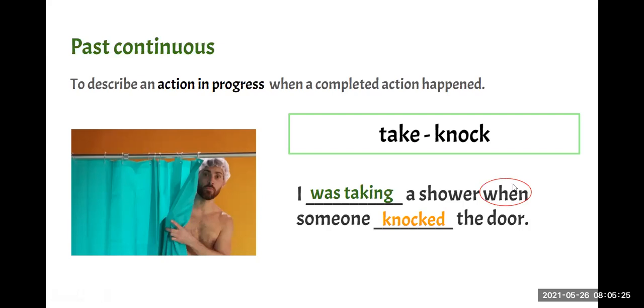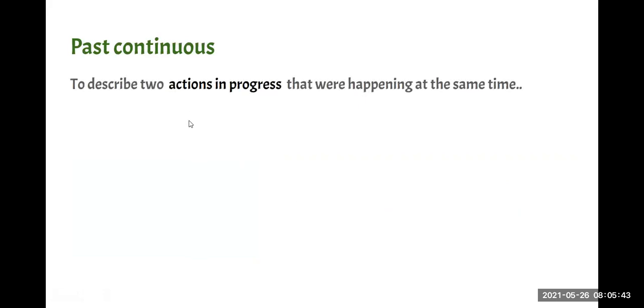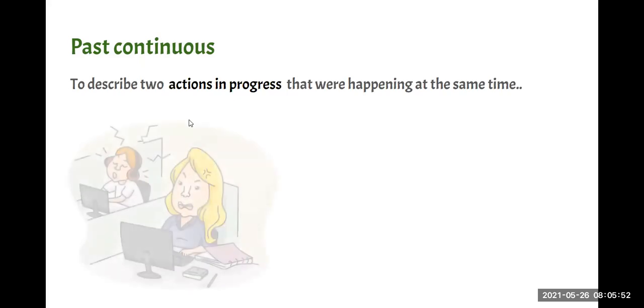Something that is very important too is this expression we normally use to join these two actions in the past. Let's go to the next one. We have another use of the past continuous, and it says to describe two actions in progress that were happening at the same time. Okay, so two actions.